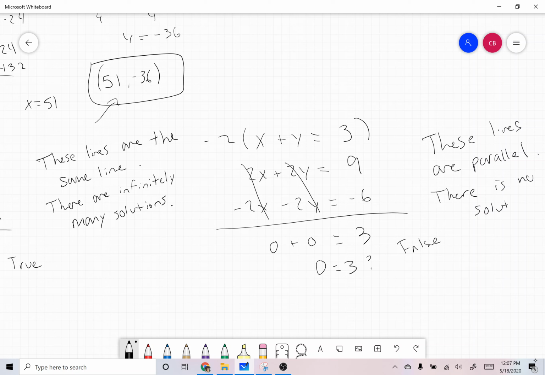Which should make sense, right? Because we know parallel lines do not intersect. What solving systems does is it shows you where intersections happen. And so if they're parallel, they won't intersect, so they won't have a solution.